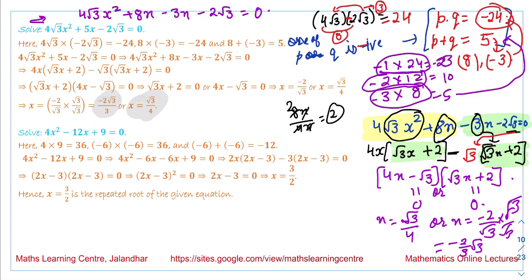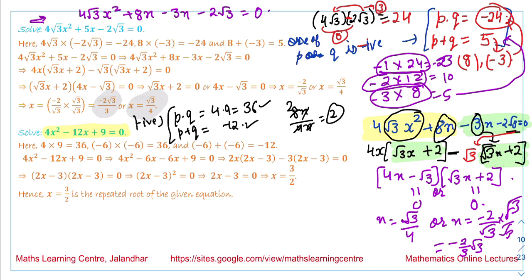Now next we have 4x square minus 12x plus 9 is equal to 0. So from this what we see is that the value of P into Q we require is 4 into 9, that is equal to 36, and the value of P plus Q we require is minus 12. So we want two numbers whose product is positive and sum is negative. It means both P and Q are negative.